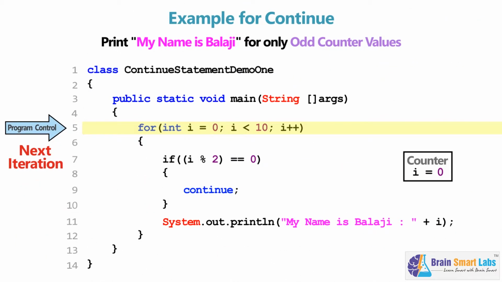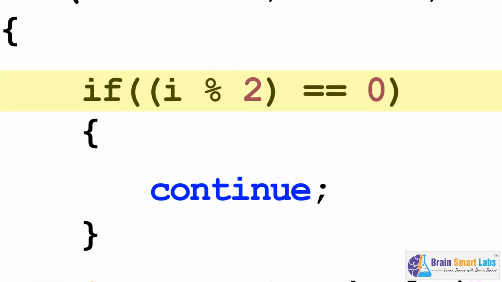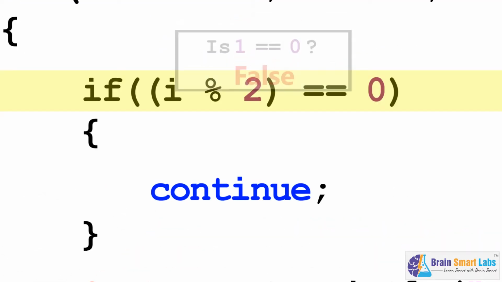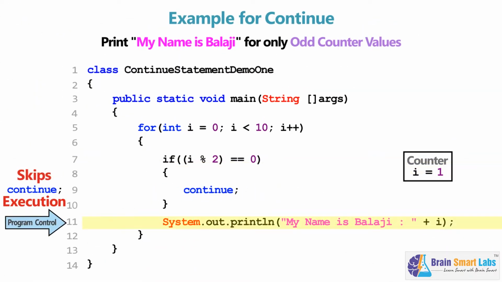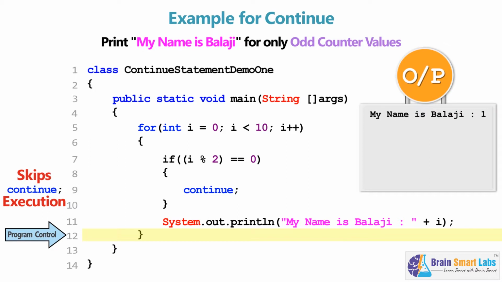In the second iteration of our for loop, the counter value will be incremented to numerical value 1. Here in this cycle, when the program control reaches line number 7, it checks for the condition whether the value of the counter is even or odd. Now as our condition here turns out to be false, the program control skips the code block below and reaches line number 11 for it to print our statement my name is Balaji as seen over here. The loop proceeds with the further iterations till the counter value reaches numerical 10.